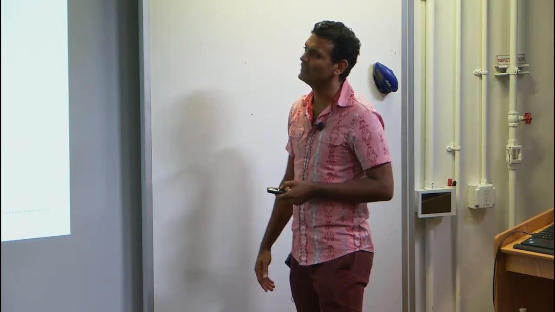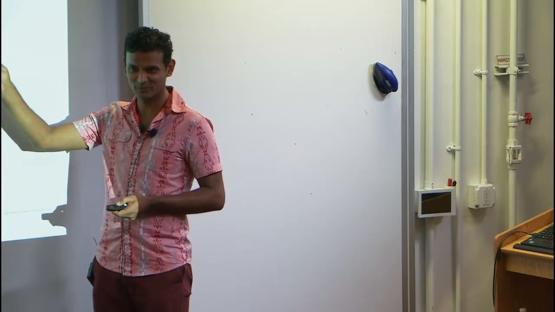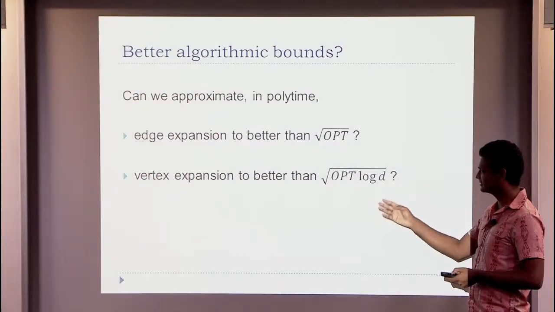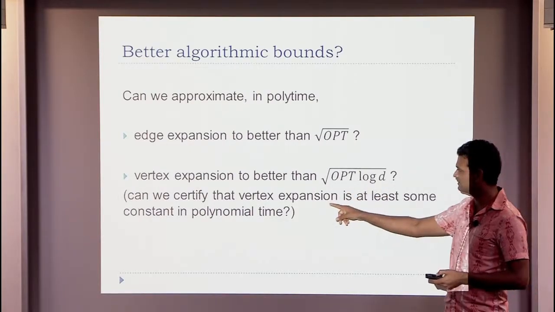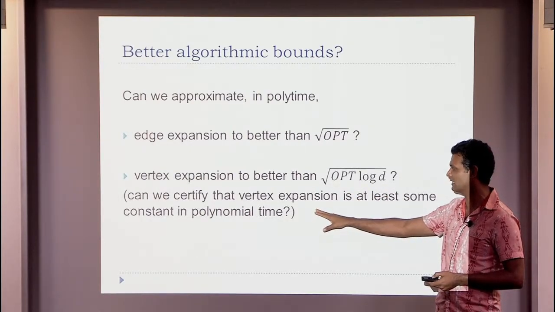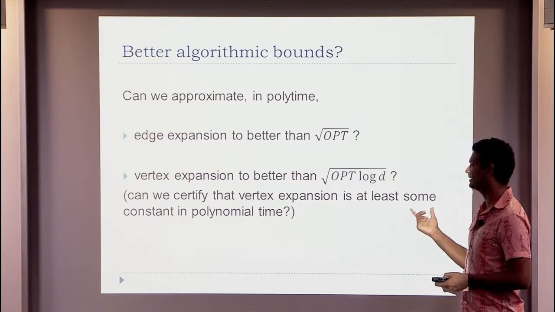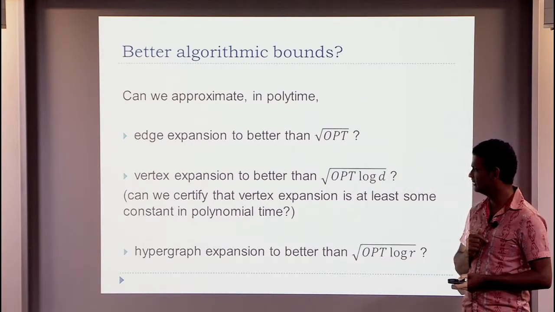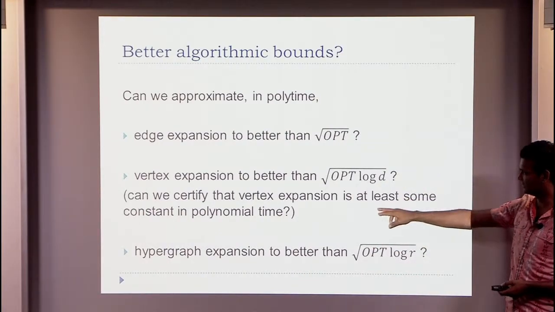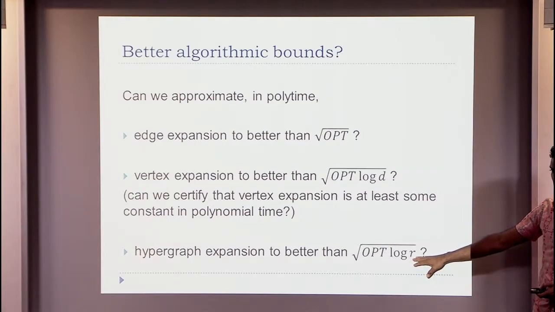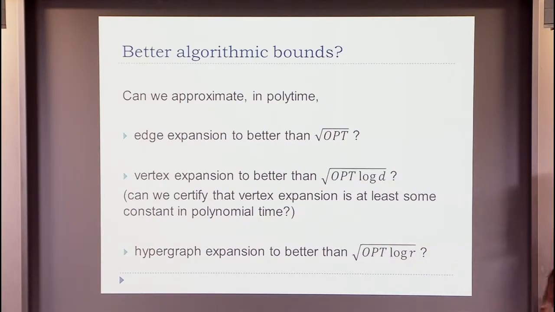Okay. So, the question is, can you do better than this log d, square root log d, and so on? More precisely, can we approximate in polynomial time edge expansion to better than square root opt, which is what Cheeger gives you; vertex expansion to better than square root of log d; and within this, maybe a very important special case is, can you certify vertex expansion is at least some constant in polynomial time; and then hypergraph expansion to better than square root of log r. So these are the bounds we can get right now up to constants, and can you do better?